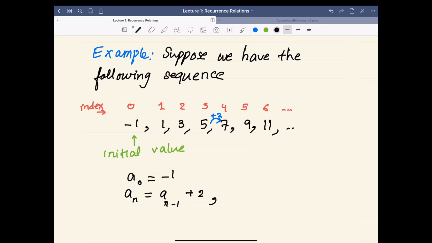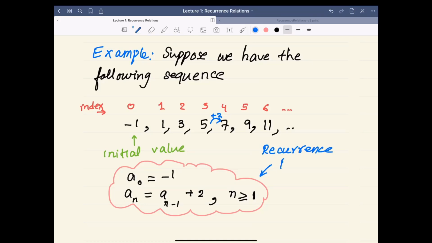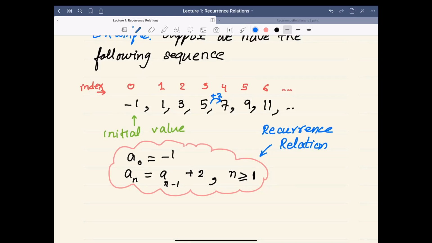In this case, what is the first value of n for this equation? Because A0 is the first value, the next one is 1. That means this equation will be applied for all n greater than or equal to 1. This equation, I will put a cloud around it, is called a recurrence relation. This is our definition: a recurrence relation is a sequence such that every element in the sequence is described by its predecessors.